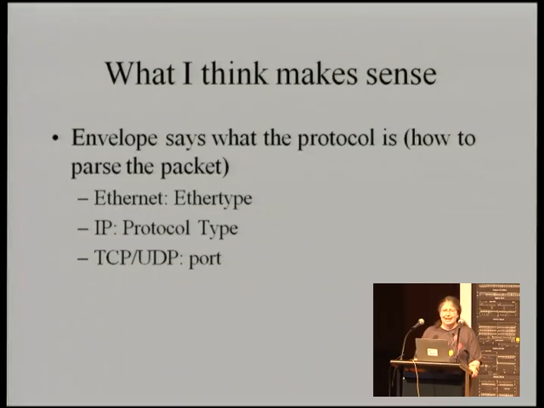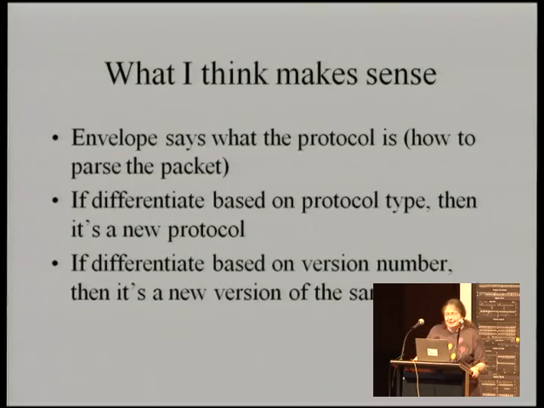So in the Ethernet header, there's an ether type that says what's inside, whether it's AppleTalk or IP or whatever. In IP, there's a field that says protocol type, that says whether it's TCP, UDP, or something else. In TCP or UDP, there's a port, sort of well-known ports that say what something is. So, I believe that if you want to differentiate based on protocol type, if you give it a new ether type, it's a new protocol.